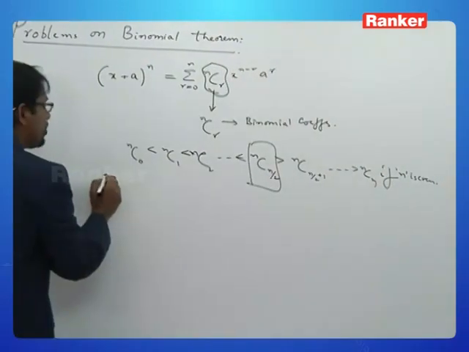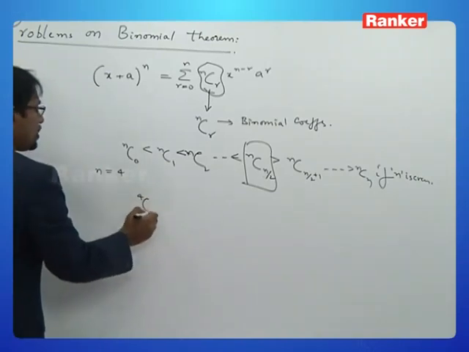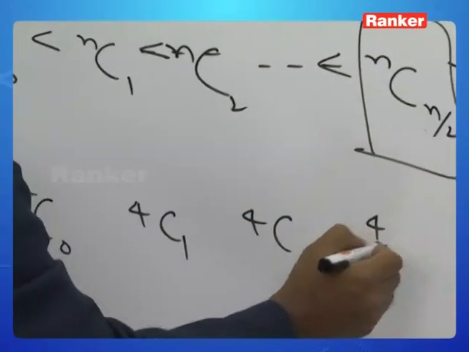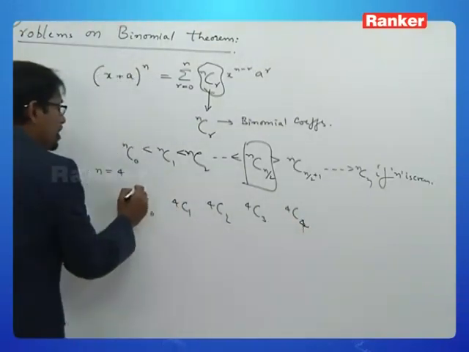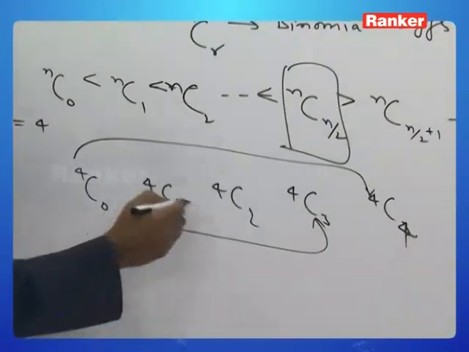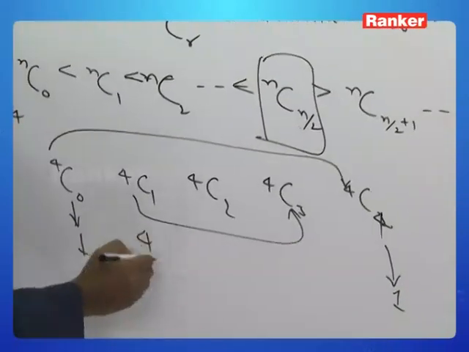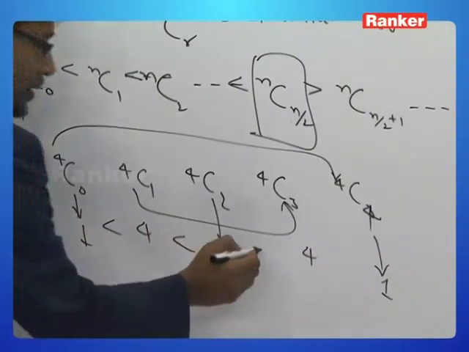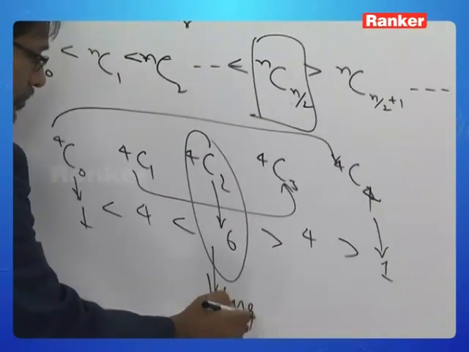For example, suppose your n is 4. So then 4C0, 4C1, 4C2, 4C3 and 4C4. 4C0 is same as 4C4, 4C1 is same as 4C3, and you know that this is 1, this is 1, this is 4, this is 4, and 4C2 is 6 there. So you do find that this 4C2 is the largest.